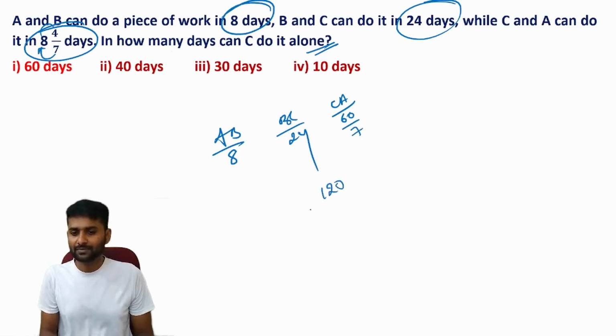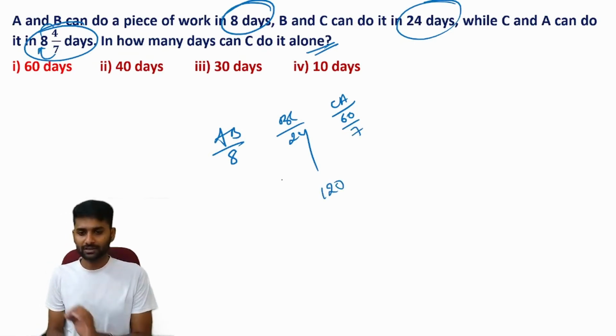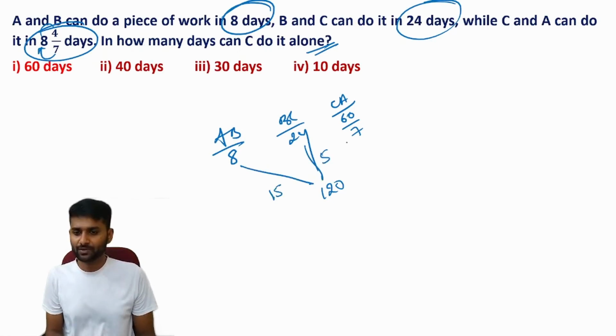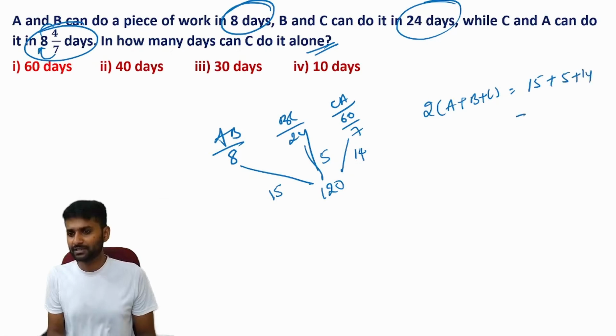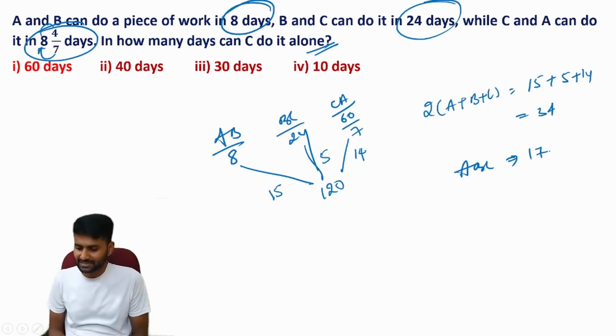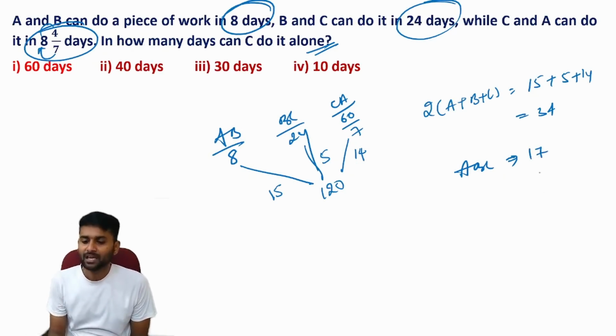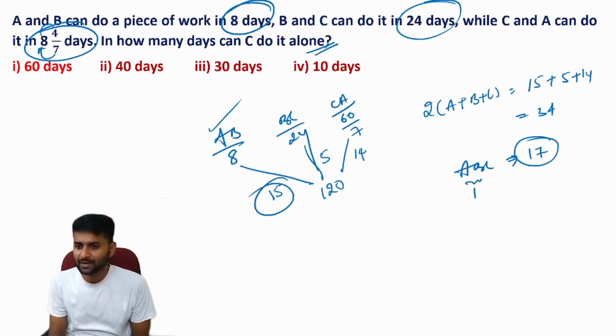Let's go through the LCM is 120, common multiple of all the 3 numbers. Efficiency of AB 15 units, BC 5 units and CA 14 units. Now see, let's go through the efficiency of all the 3 people. 2 times A plus B plus C is equal to 15, 5, 14 is equal to 34. Means ABC work together, they will complete exactly 17 units. Out of 17 units, AB efficiency is 15. If AB is 15, C efficiency is exactly 2 units.